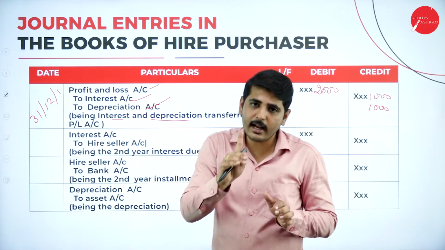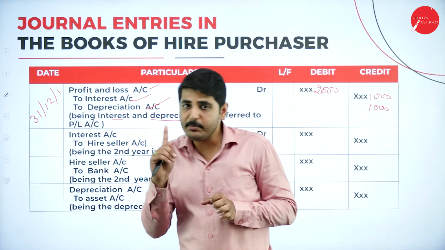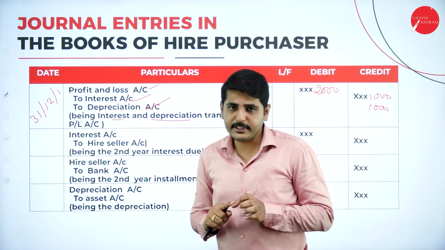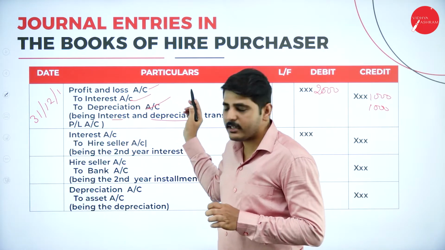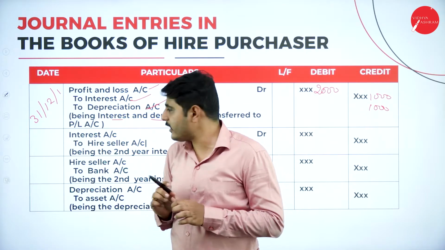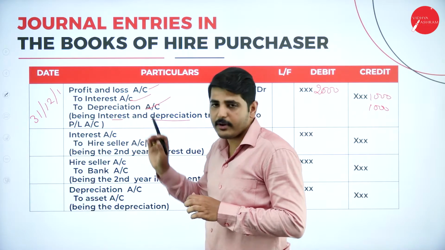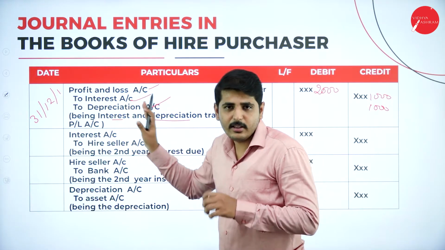Sixth entry, we have to calculate the depreciation. What is the journal entry for calculation of depreciation? Depreciation account debit to asset account, being the first year depreciation. And the last entry, the sixth one, is profit and loss account debit to interest account, to depreciation account, the entry for transfer of interest and depreciation to profit and loss account. Now this is the 6 entries for the first year.